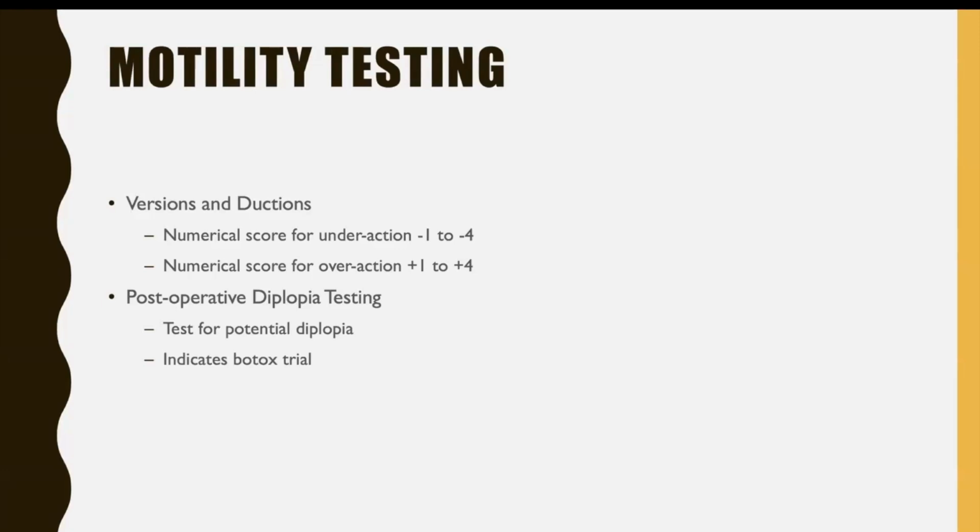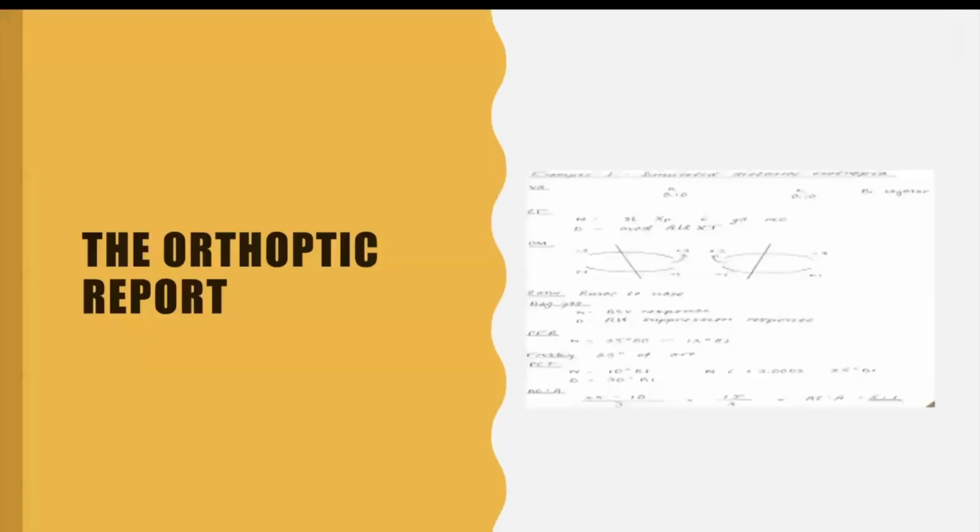And what you can then do is essentially give the patient some Botox to see whether or not they develop diplopia, because the Botox would be temporary. And if they do develop diplopia, then you're essentially telling the patient that actually surgery may not be in their best interest.